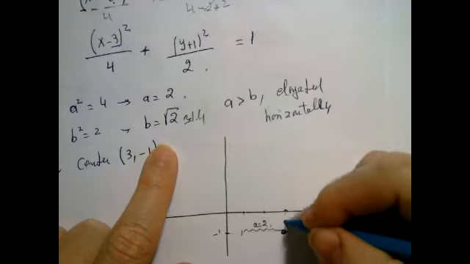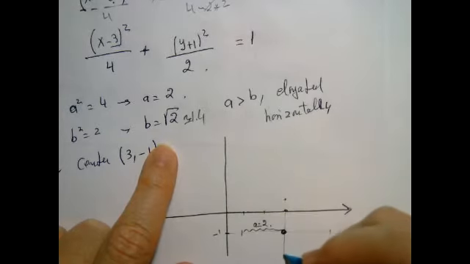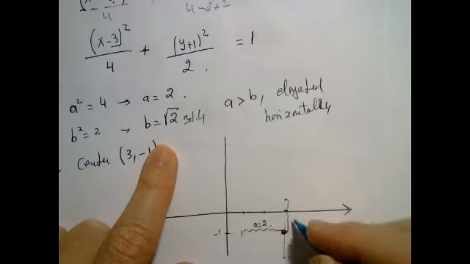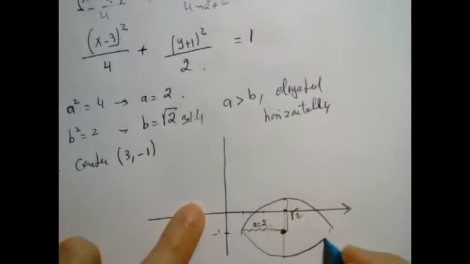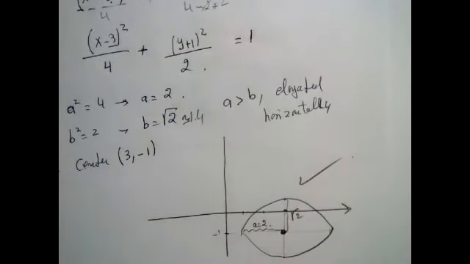Okay, so we're going to go the square root of 2. So the question is going to be my ellipse. And the problem.